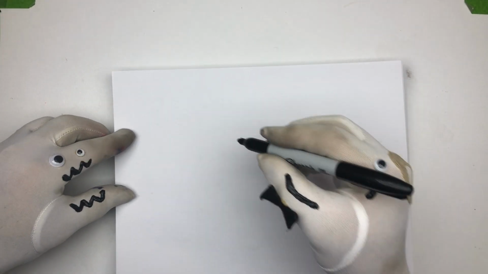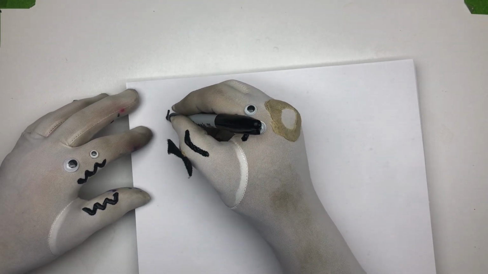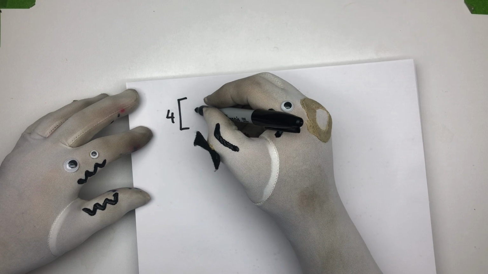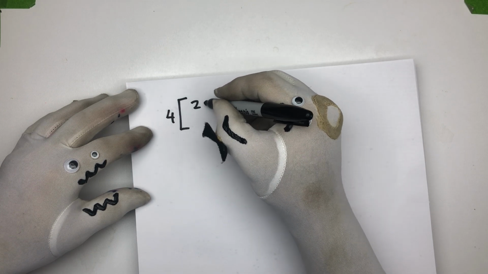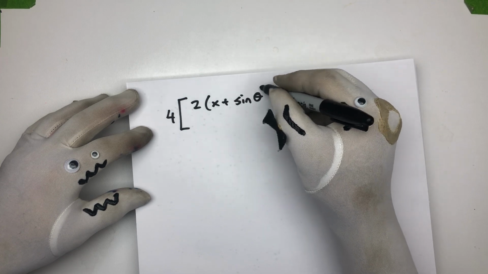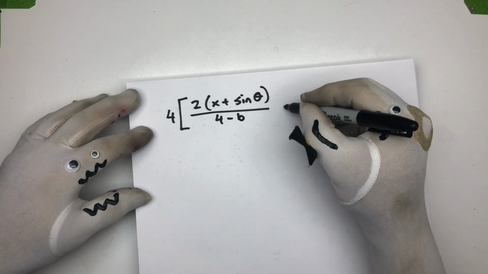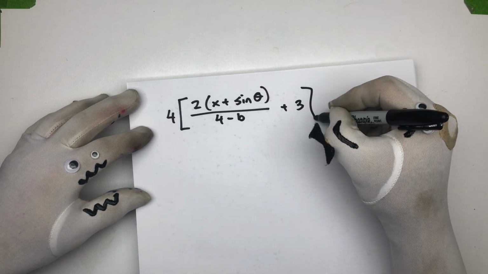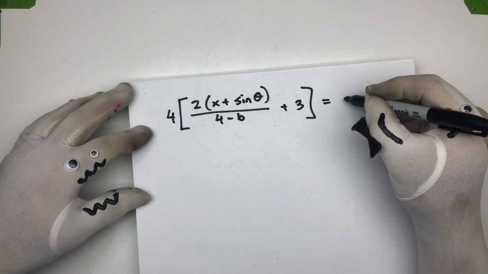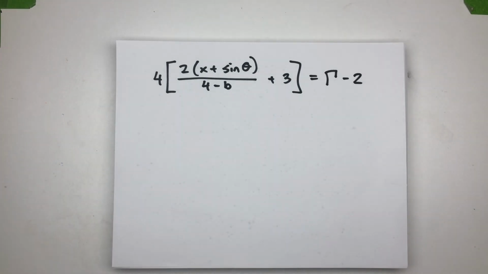Okay, let's get into some harder type problems here now. I want brackets inside brackets now. So we're going to go bracket open. Here we go. I'm going to bury x in here, plus I'll make a sine of theta, bracket close, all over 4 minus beta plus 3, and bracket close that thing, and we'll make that equal to, I don't know, gamma minus 2. Okay, so I buried x in there.